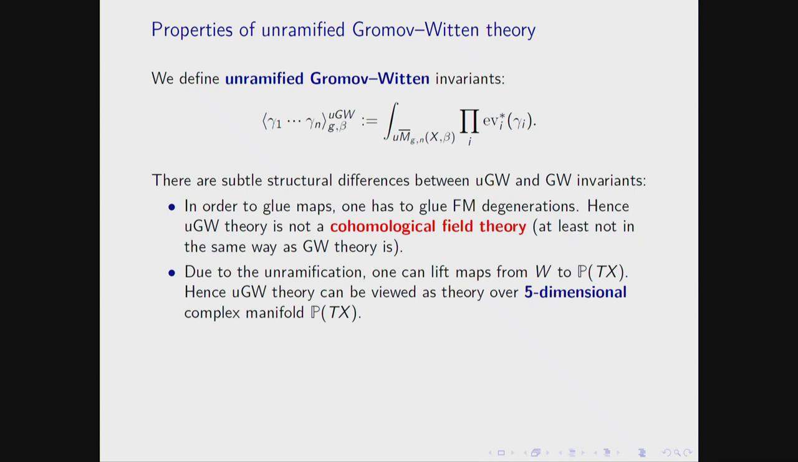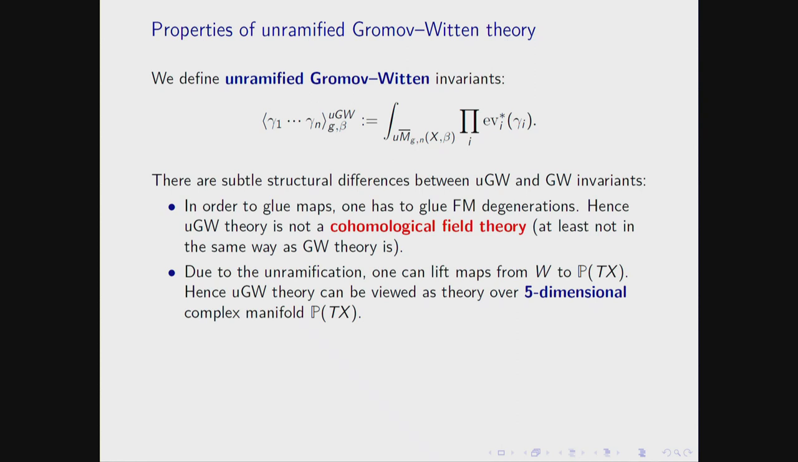But it has a nice property. Because of unramification, you can always lift maps to Fulton-MacPherson degenerations, actually to the projectivization of the tangent bundle. Why is that? Because all of our maps are submersions, so the differential is not zero, so you know where the tangent lines in your curve map to in the target. You have to make it a bit precise in the case when the target has bubbles, but you can do that. And so in particular, you can lift maps to the projectivization of the tangent bundle, which parameterizes points with the tangential directions at those points.